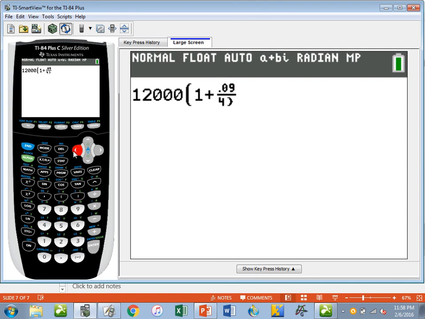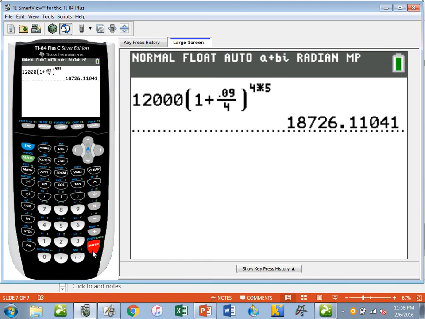Let me delete that real quick because I want to get over to here. And I'm going to take this to the 4 times 5 power. And when I do that, that makes my balance $18,726.11. So that's what your value would be after 5 years at 9% interest if your interest was compounded 4 times a year, if it was compounded quarterly.